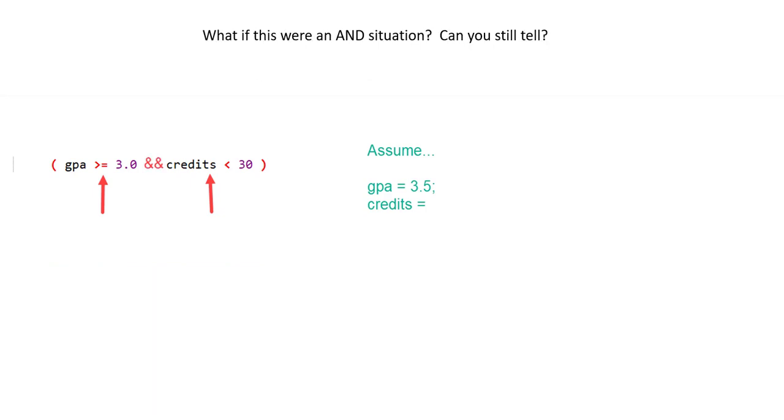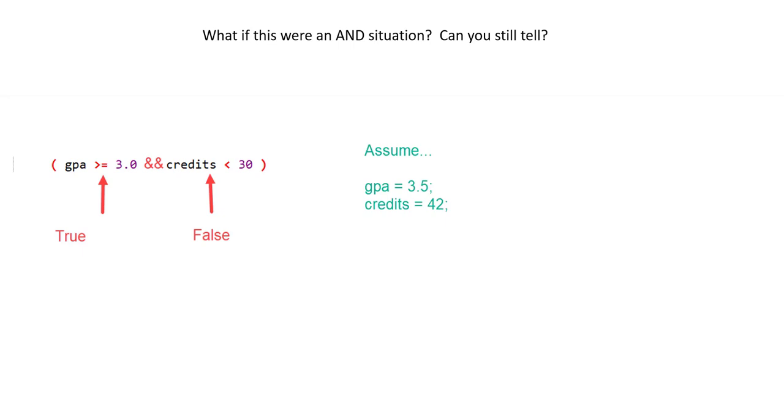What if this were an and situation? Can you still tell? Assume that the GPA is 3.5, but we don't know the credits yet. Do we know if this is going to be true or false? Well, with an and situation, we have the first one is true, but we still need to know the credits, because with an and situation, both have to be true. So we're going to have to look at credits. So let's assume credits was 42. Is 42 less than 30? Nope, false. So because we have an and situation, the entire thing is going to be false.